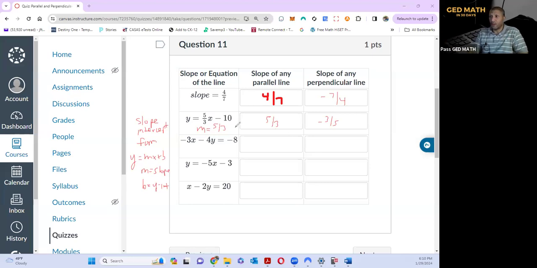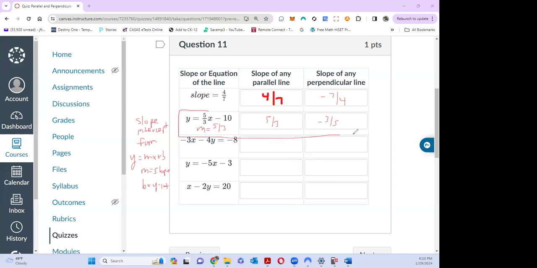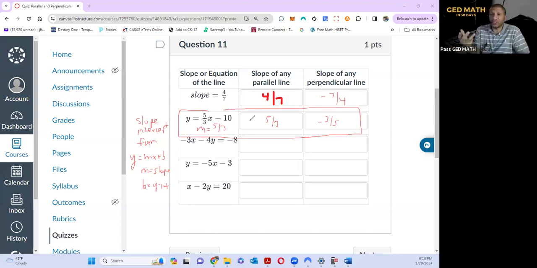So let me give you an example. We're doing this one right here. Slope of any parallel line. So the equation is y equals 5/3 x minus 10. I'm gonna give you other parallel lines: y equals 5/3 x, y equals 5/3 x plus 3, y equals 5/3 x plus 0.5.